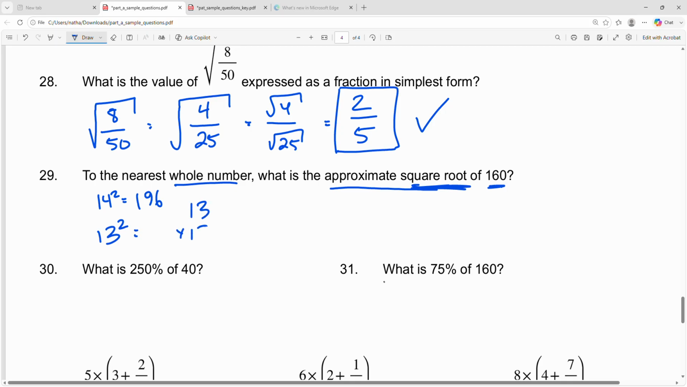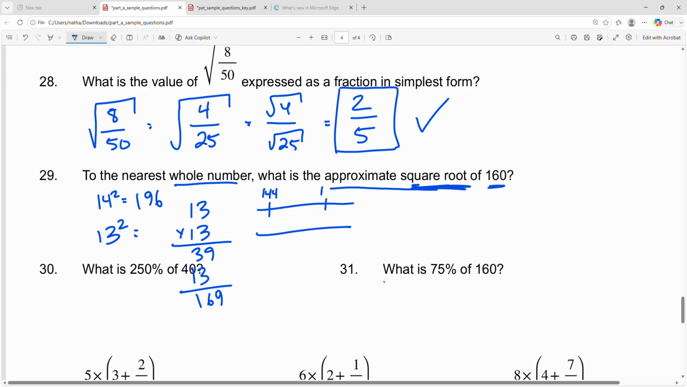So 13 times 13 is going to give us... let's just do it. 9, 3, 1, 3, and 3 and 1. So 169, I do recall that now. That's very close to 160. 12 squared, if you know your 12 times tables, is 144. So 169 is definitely going to be the correct answer.